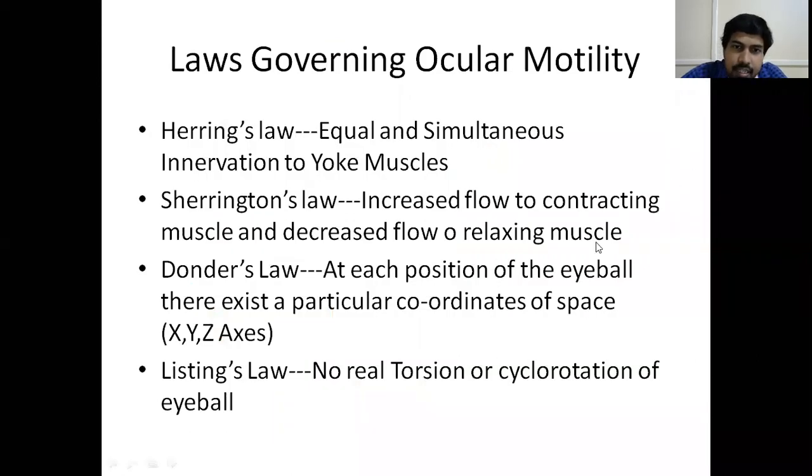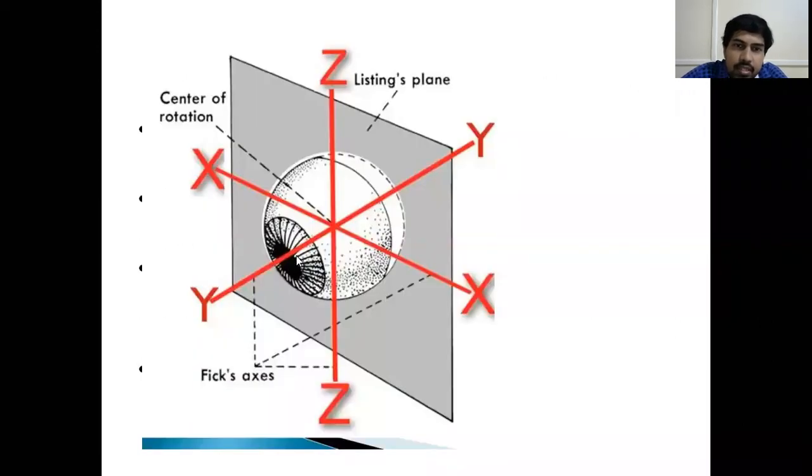So Donder's law states that at each position of the eyeball, there exist particular coordinates of space. Suppose the eye is looking at a straight gaze. The optical axis of the eye has some particular x value, some particular y value, and some particular z value. Suppose the eye is looking upwards. Again, the optical axis changes its direction, and it has some x, y, and z-axis value. So Donder's law states that at each position, the eyeball has specific coordinates of space in the x, y, and z axis. And then this plane is known as Listing's plane, around which the rotatory movements of the eyeball take place.